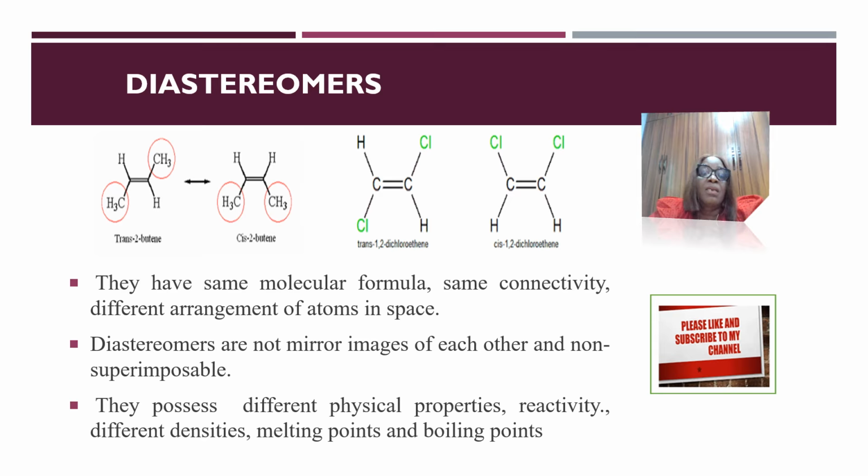Examples are trans-2-butene and cis-2-butene. These are diastereomers because they have the same atoms connected in the same sequence, but a different spatial arrangement around their double bond. We also have cis and trans 1,2-dichloroethene. They are diastereomers. They have different chemical and physical properties.